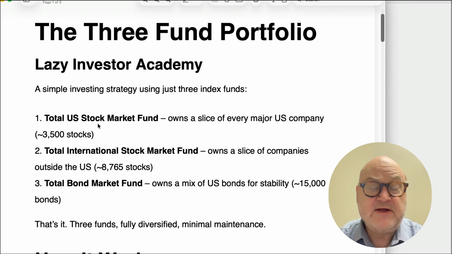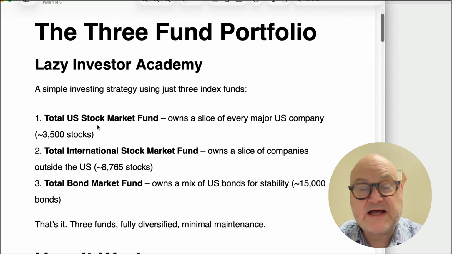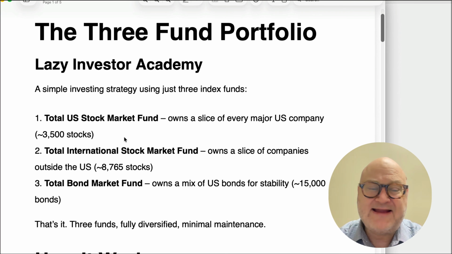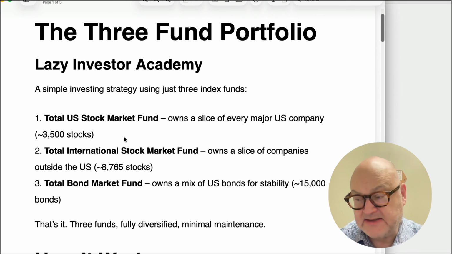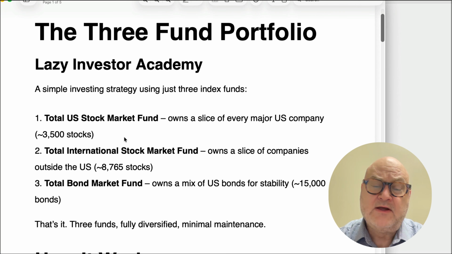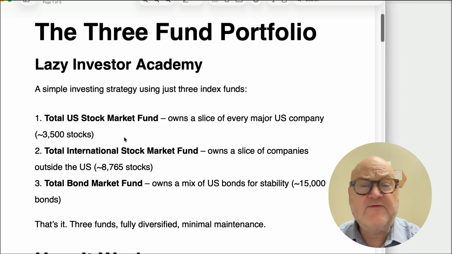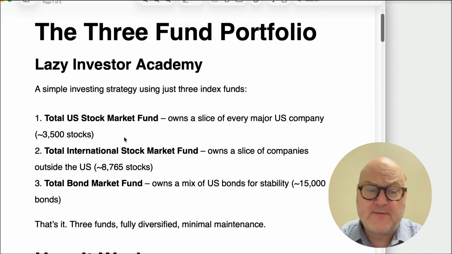So if you buy this fund, then you own about 3,500 stocks. Now, then we have international. International is the second type of fund. And there could be 8,000 or more stocks, and you own slices of companies outside the U.S. From the U.S. perspective, that's international. And then bond funds, which is not stock, but owning bonds. And so you have bonds for stability and for less risk, and there's probably about 15,000 bonds in the U.S. market. So the 3-fund portfolio is made up of the U.S. stock market, international stock market, and bond funds.